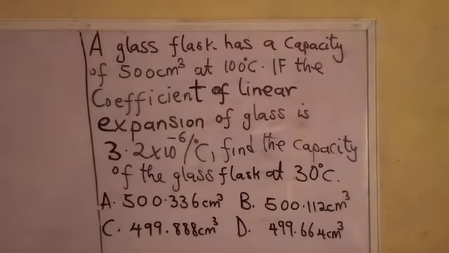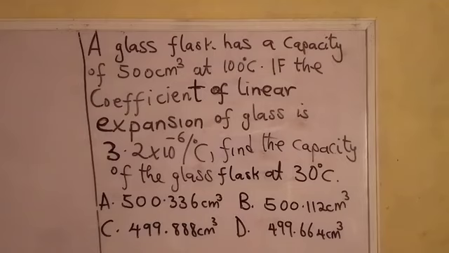Now, there's a very simple question here I want us to look at together. The question is this. A glass flask has a capacity of 500 cm³ at 100 degrees Celsius. If the coefficient of linear expansion of glass is 3.2 times 10 raised to the power minus 6 per degree Celsius, find the capacity of the glass flask at 30 degrees Celsius. And here the options were given.